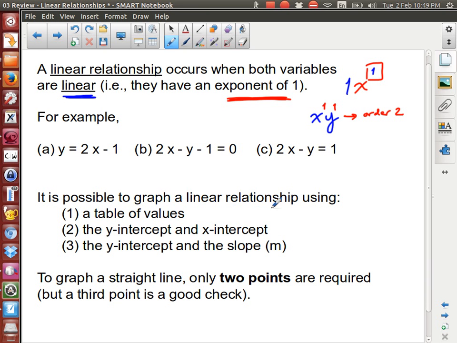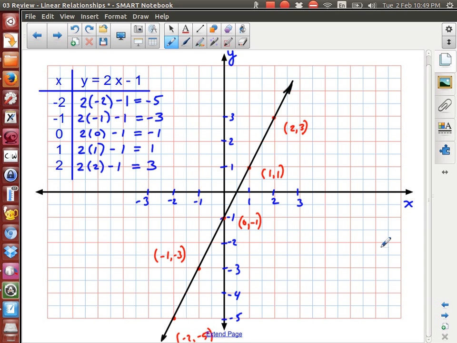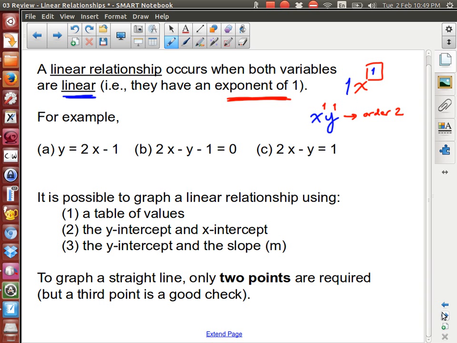So how do we graph a linear relationship? Table of values. That's what we did on the previous page. Here's a graph using a table of values. We can also use the y-intercept and x-intercept, and that's something you talked about in grade 9. I'm going to remind you about that now. And we can also make use of the y-intercept and the slope.